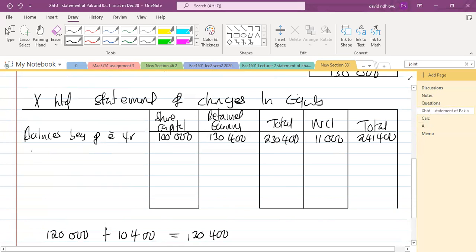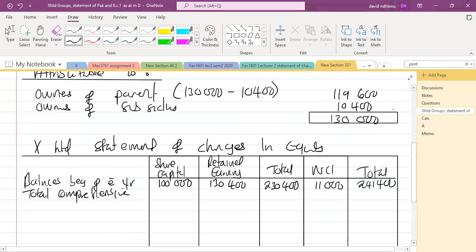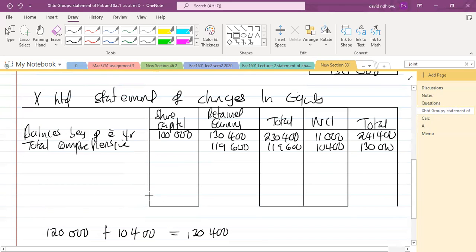Now equity increases because of what? Profit. So therefore we say total comprehensive income. Right, how much profit was made in the group? The total value of profit that was made in the group was 130,000, but 119,600 of that belonged to the owners of the parent, and 10,400 belonged to the owners of NCI. Right, all in all, we have 130,000. We are done for now with the statement of changes in equity.